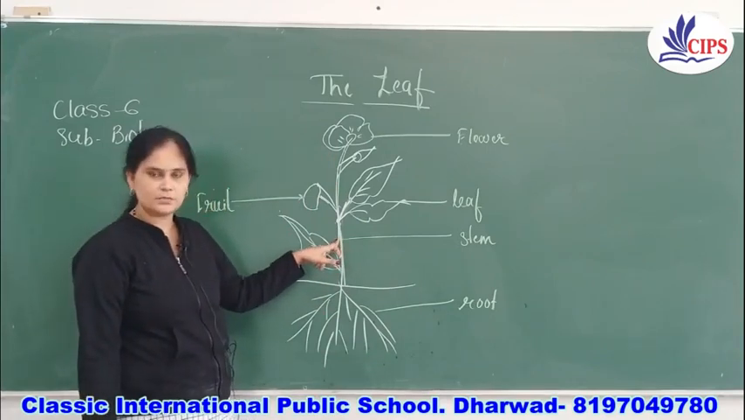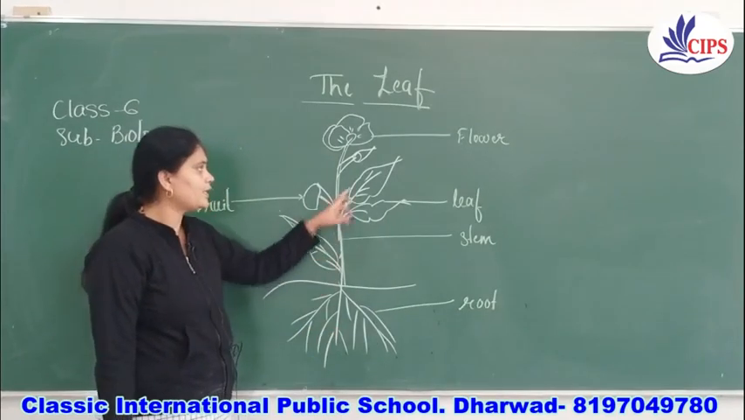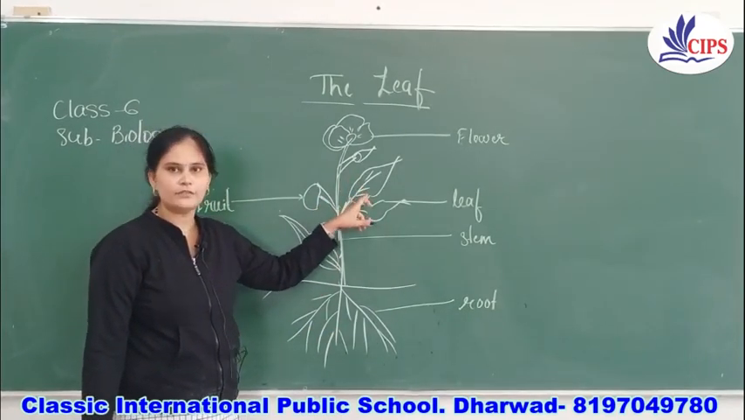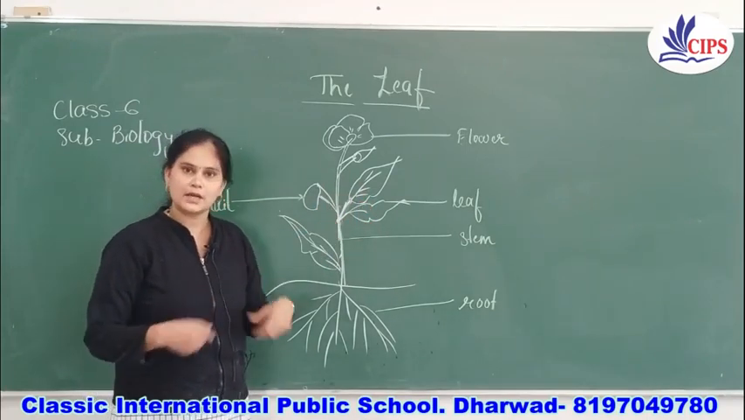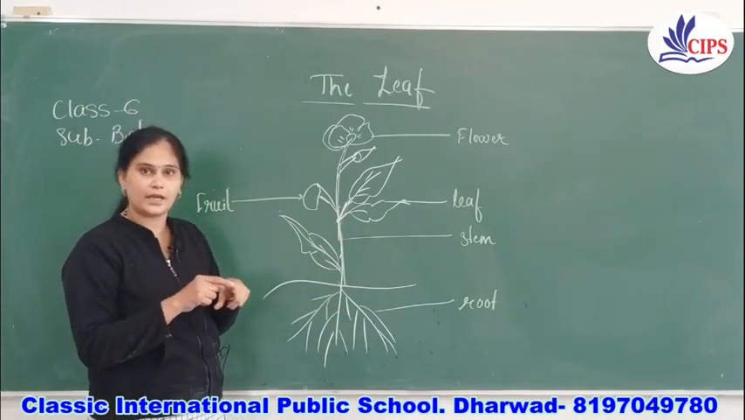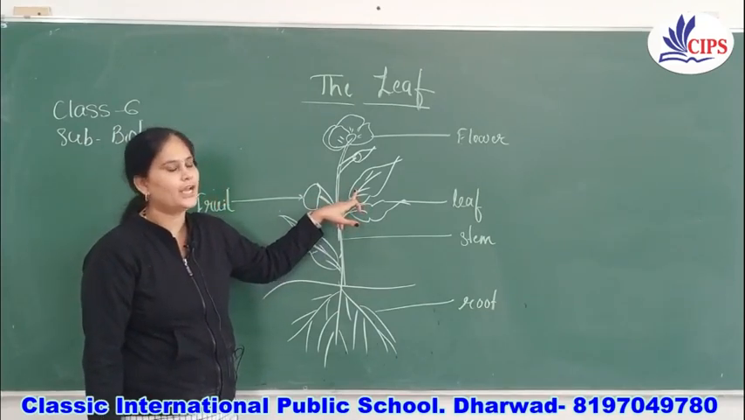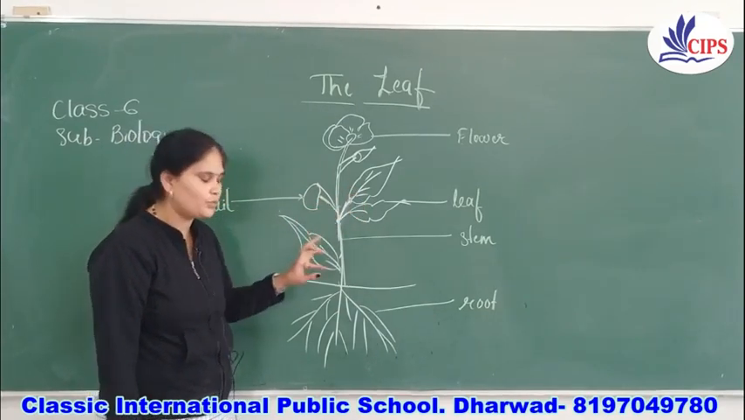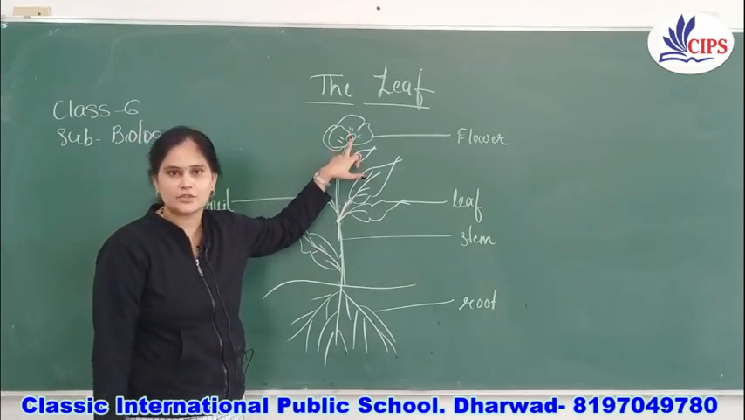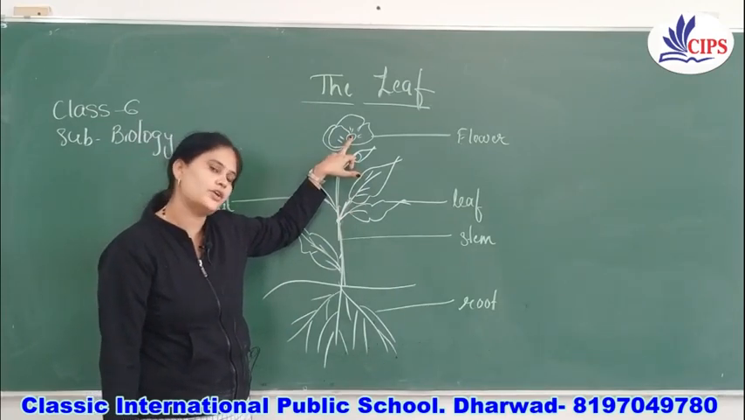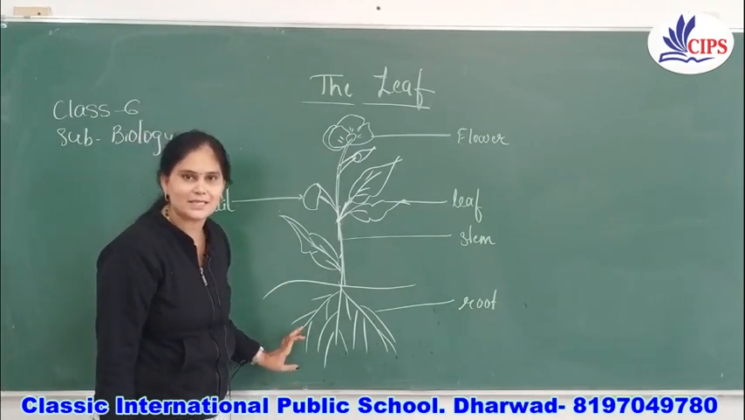The shoot system, or the stem, takes the water and the minerals from the root and gives them to the leaf. The leaf, with the help of the minerals, water and the carbon dioxide present in the air, and in the presence of sunlight, prepares the food. The food which is prepared is distributed to all the parts of the plant body. And this is the flower. The flower is the reproductive structure of the plant. All this you have studied in your lower classes.